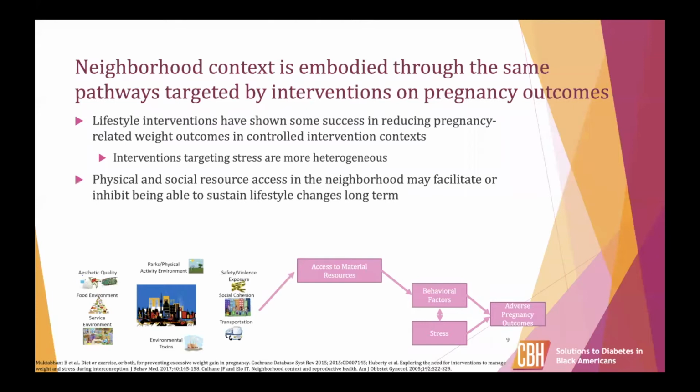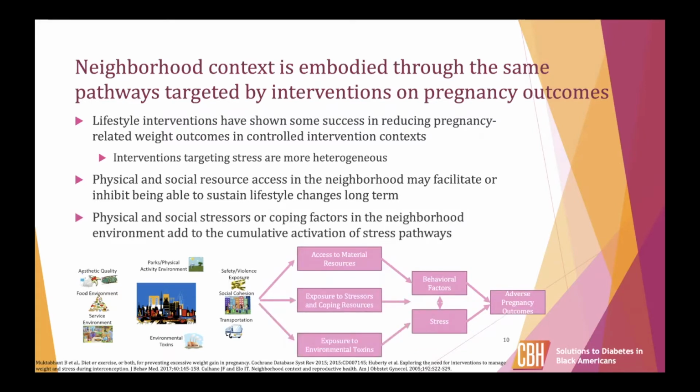And these lifestyle intervention and resource access mechanisms are also the ones that are embedded in place. So neighborhoods are multidimensional, and the physical and social resources that are embedded across, say, the food environment, the service environment, transportation context, and access to, say, physical parks and activities are the resource contexts that may facilitate or inhibit women being able to successfully sustain lifestyle changes that may be successful in more controlled intervention contexts.